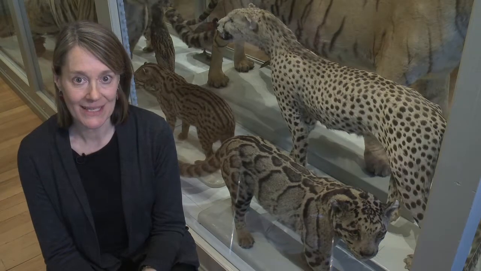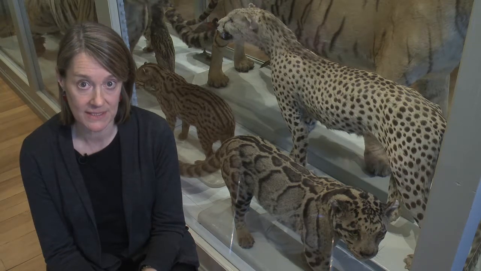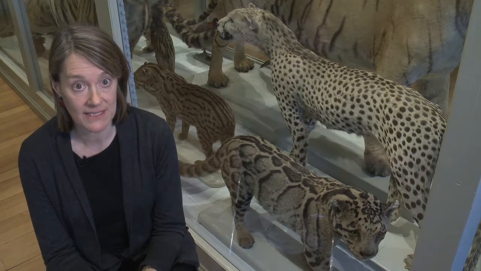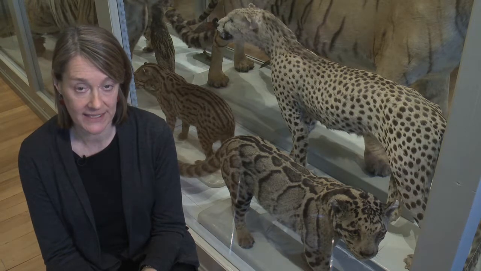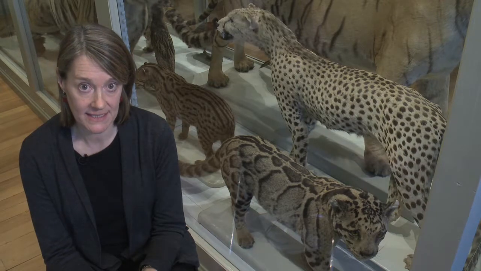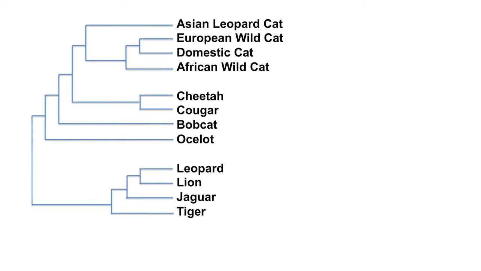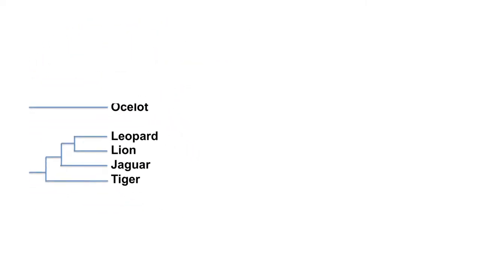Welcome back. You probably came up with at least a couple different trees, depending which physical characteristics you considered. You might also have considered geography, where you would find these species, and environment, the types of habitats they live in. This tree shows how cats are related to each other based on recent scientific data. Here are the species you considered.